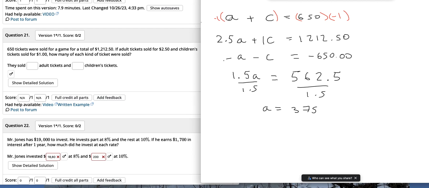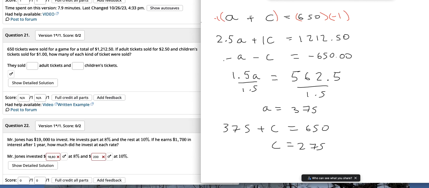And then I always go back to the easy equation because I don't like to do more math than I have to. So 375 plus C makes 650. In other words, if there's 375 adult tickets, I just do 650 minus 375, and we get 275. So that would be the children's tickets.